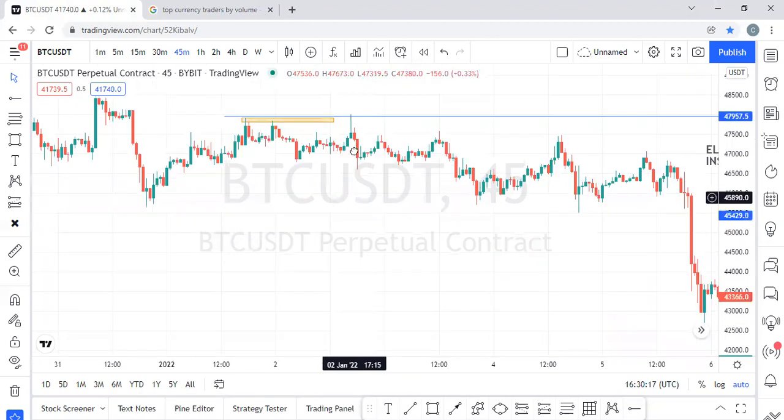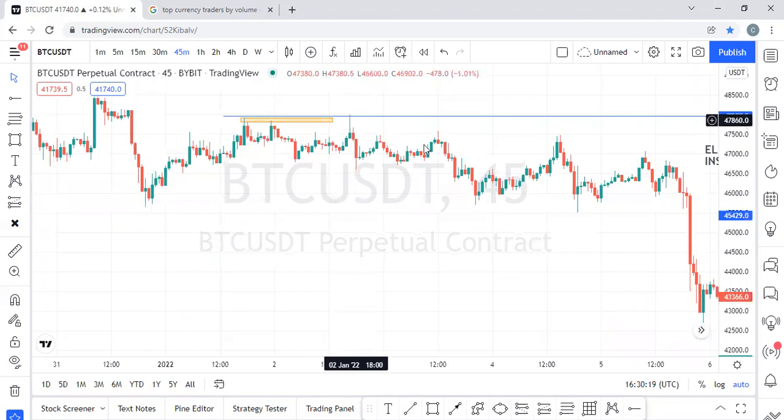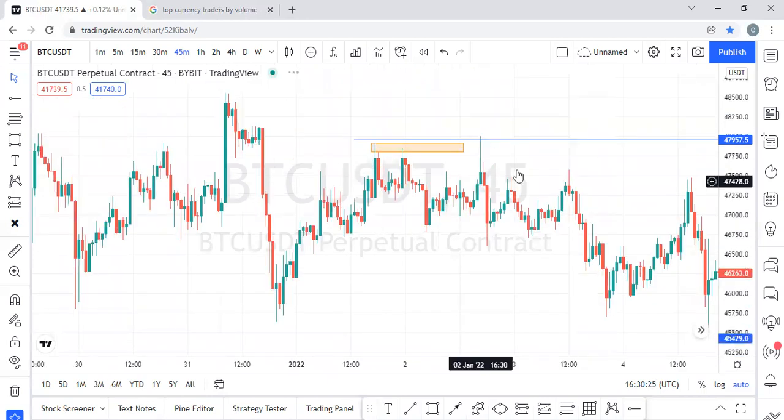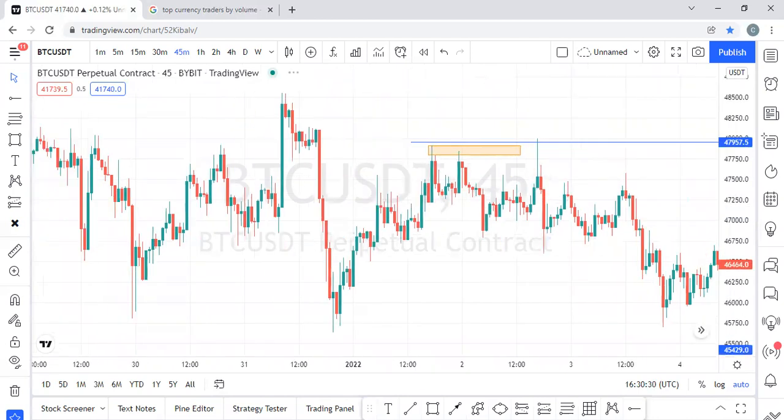Look at this. After this push up, the market has been selling and selling and dumping and dumping. So someone actually bought from here to here, took out everyone and then sold. Look at another example now. Look at this. Let's bring our resistance box.